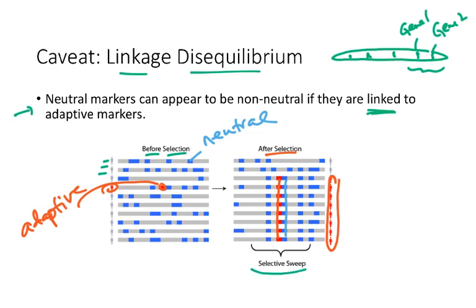And what's shown here on the bottom is this term, selective sweep. A selective sweep is where an advantageous locus sweeps the population and becomes very common, and that can also happen with neutral markers if they are physically linked close to that adaptive marker. So that is a caveat when you're looking without any prior information and thinking about whether a marker is neutral or not. Sometimes it's a little bit more complicated if that neutral marker is located close to an adaptive one.